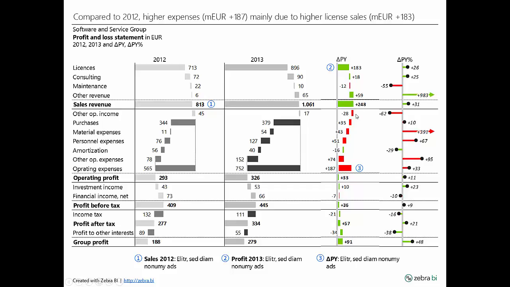Then I have some costs. These costs can, of course, either lower the result or grow the result if the costs would be lower than previous year. But in this case, my purchases, for example, here, or material expenses, actually grew by 43, which again has a negative impact on my operating profit. That's why they go into another direction here. Okay, so this is also one way how you can use waterfall charts to display the variance.